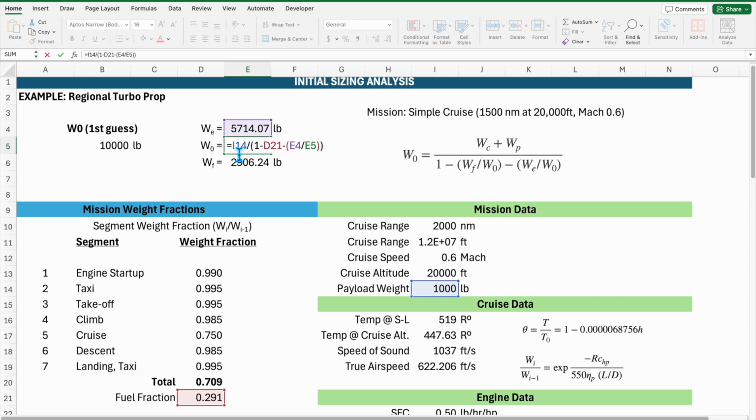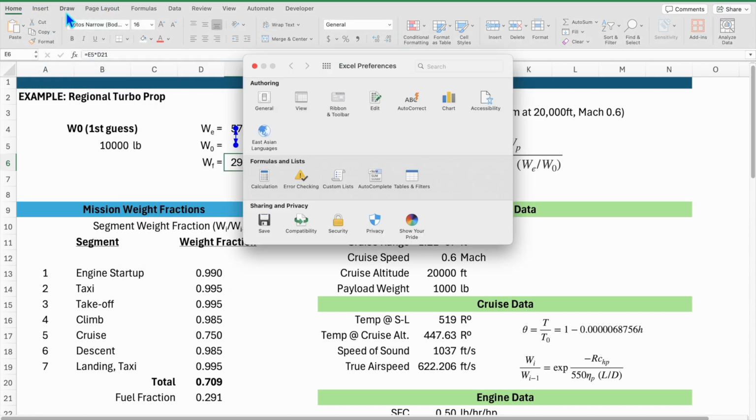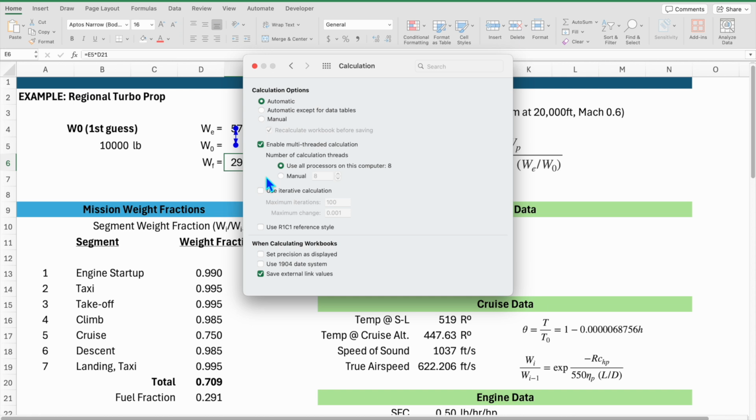And close brackets, and if I do this, I have this error now. It says I have some circular referencing. So what I'm going to do is go back to my settings, preferences, click calculation, and click use iterative calculation.